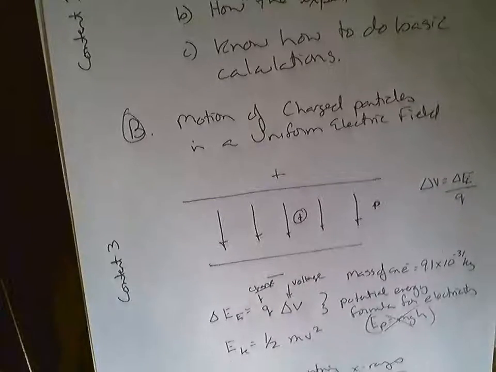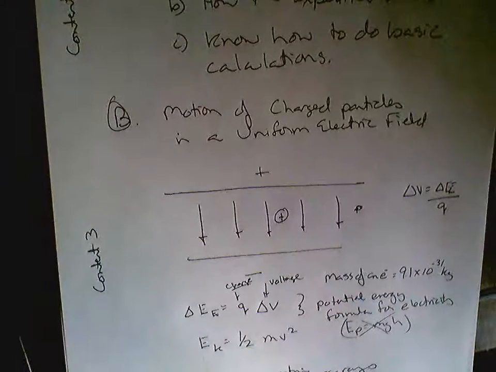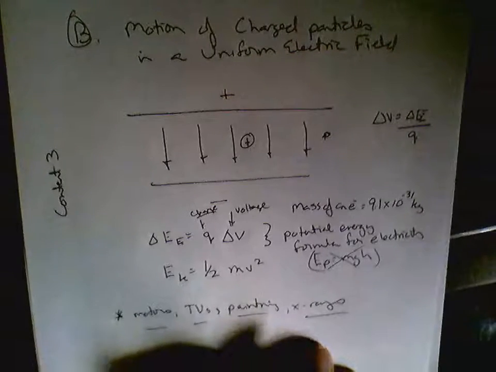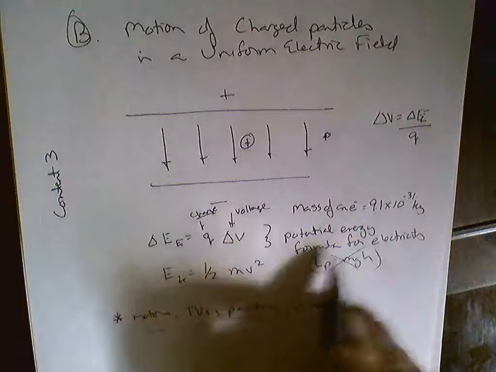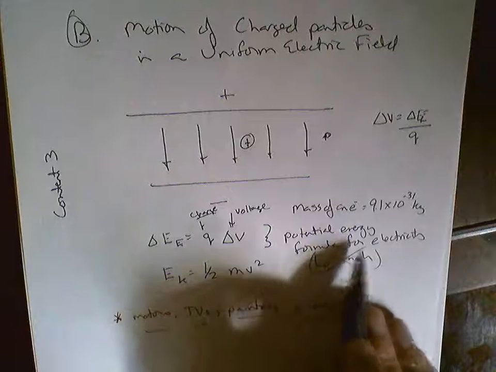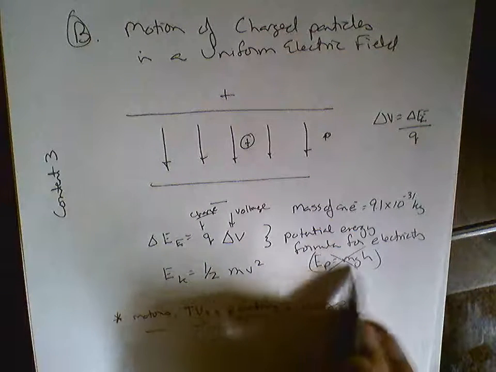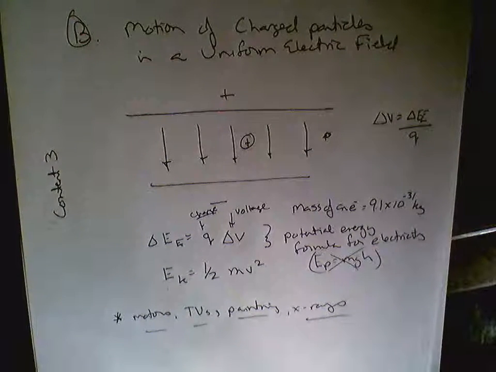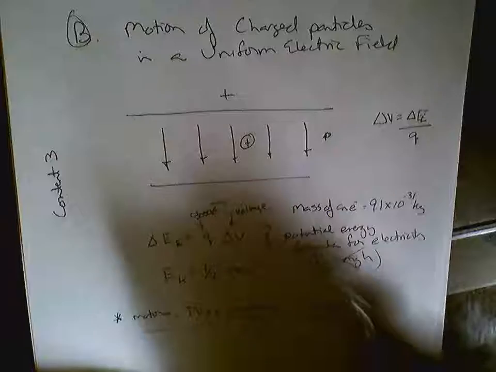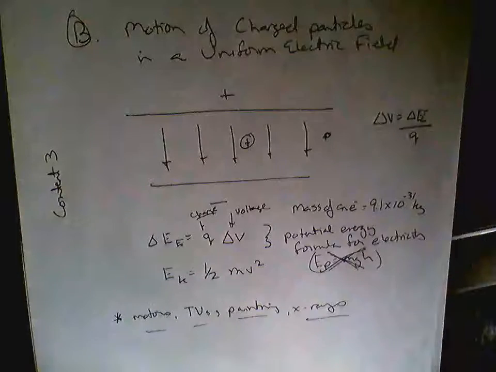The next thing you have to do is look at motion of charged particles in a uniform electrical field. And what I want you to think about here is conservation of energy. So when we were doing potential energy and kinetic energy, we used the formula potential energy equals mass times gravity times height. Well, we're not dropping things anymore. We're not looking at the force of gravity, so we will not be looking at this. We're looking at electromotive force now.